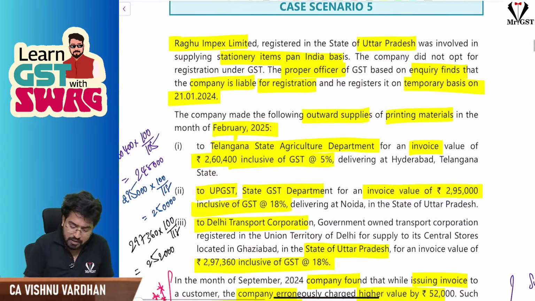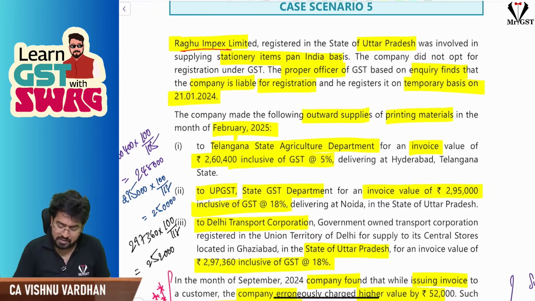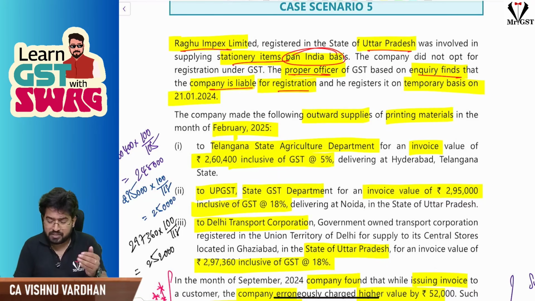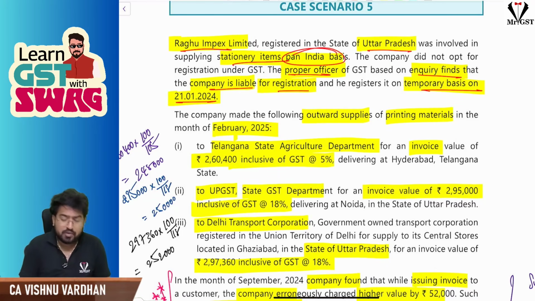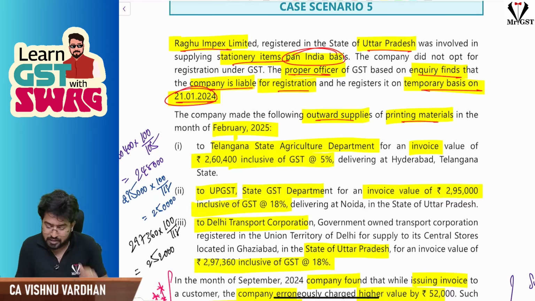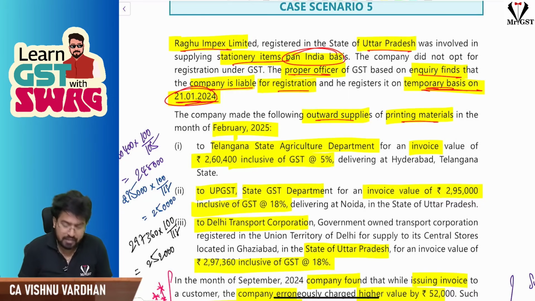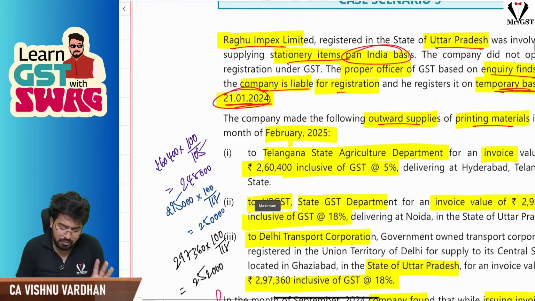Question, if you see, this is a company, Raghu Impex Limited, Uttar Pradesh. Stationary items pan India basis they are dealing. Proper officer on inquiry has found these people are liable for registration but not taken registration. So he has granted temporary registration. Okay. And outward supplies of printing. Yes, there is one question on registration. On temporary basis they have granted registration. So when you should apply for the registration, by what date?